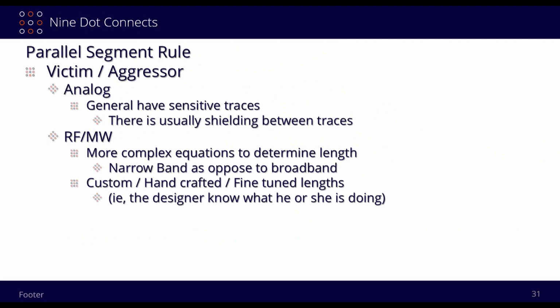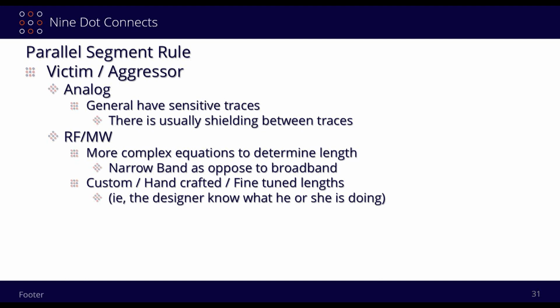You can still break it away, or have the line go somewhere else away from the aggressor, but that's the maximum: you want to have them run as close as possible to each other before you're going to have some issues. So for the analog stuff, if you're doing analog, the parallel segment rule doesn't really mean anything. Why is that? Because analog signals are really sensitive, and we're not talking about parallel lines at this point. We're really talking about shielding something that's very sensitive, because what are we doing with that signal?